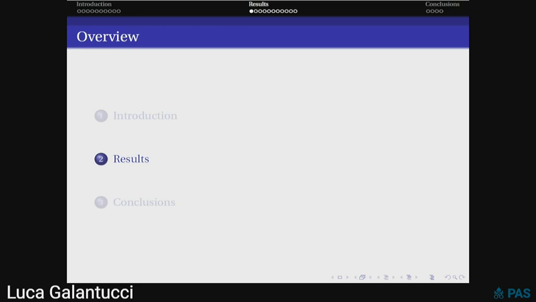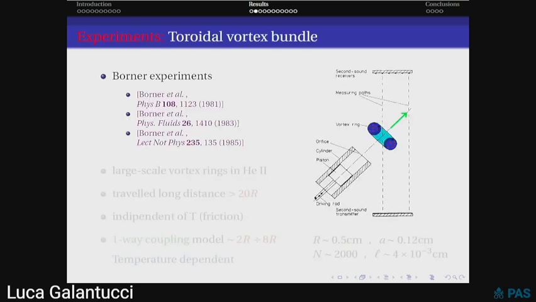So what are the results which we obtained? We wanted to model an experiment which was performed in the 80s at the Max Planck Institute that until now did not have any real full explanation. Here is the experiment, very briefly.